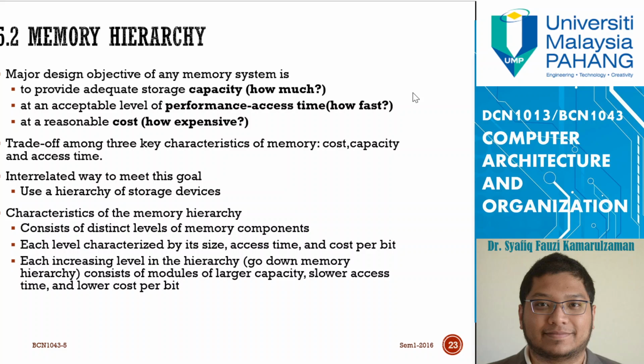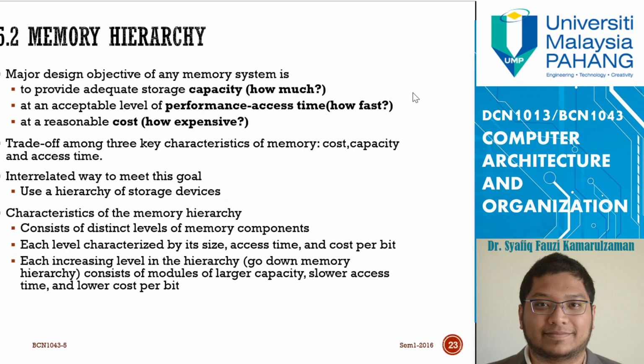So the major design objective of this memory system is basically to provide adequate storage capacity, at an acceptable level of performance and access time, and at a reasonable cost. It means how big the size is, how fast the memory is, and how expensive it is. So you can have a trade-off among these characteristics in order to optimize the usage of the memory.